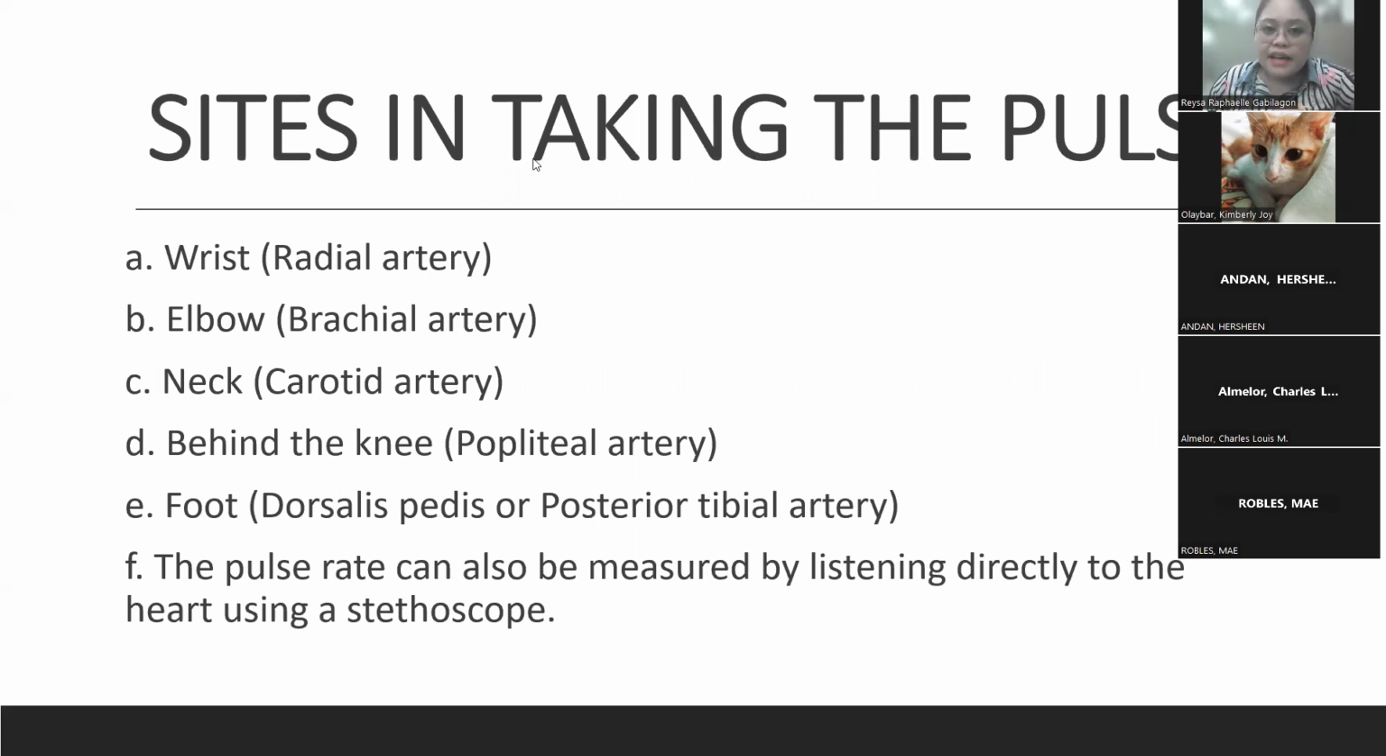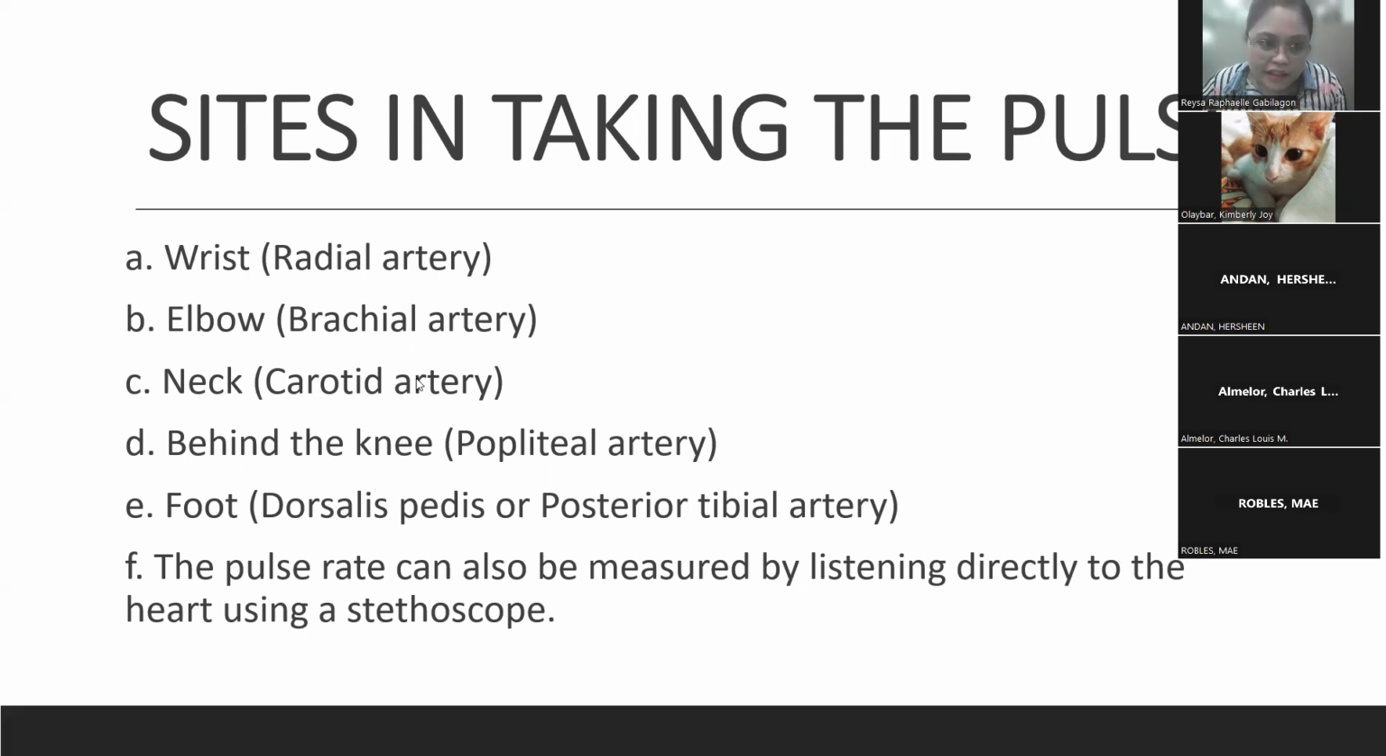So ito yung mga sites where we take our pulse rate, class. Most of the time, we do that in our wrist. Ano yung meron sa wrist natin? That's our radial artery. So yung nasa open and close parenthesis, yan yung pangalan ng blood vessel na hinahawakan natin, for example, sa wrist. Okay? And then sa elbow, dito sa, anong part yan? Sa harap, hindi sa likod.